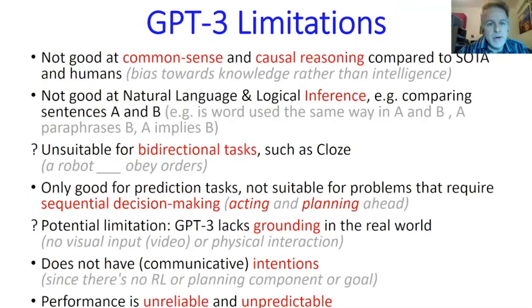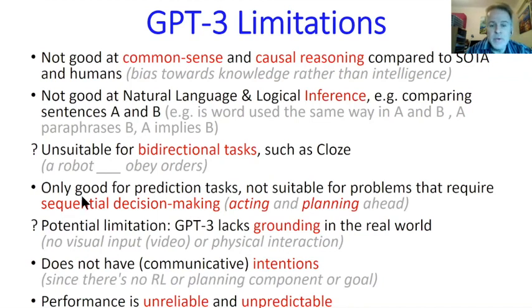I want to briefly go into the limitations. If you look into the system, which I explained very briefly, but also look at the performance, you see that it's not really good at causal reasoning. If you get a pair of sentences and ask about comparing them, it's not really good. Logical inference is not really good. It's not designed for bidirectional tasks. For instance, if you have a missing word in the middle, it can't do that, because of the masked self-attention. It only pays attention to the past and not to the future.